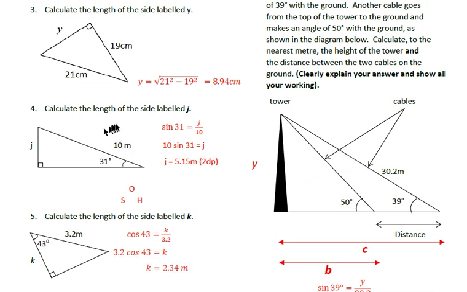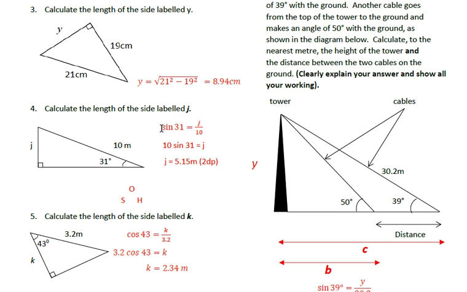Number 4, calculate the length of a side labelled J. Right, for this one here, we're given an angle in the middle, so immediately you know not to use Pythagoras. Do not use the square root, because we've got an angle given in the middle of the triangle here, 31 degrees.